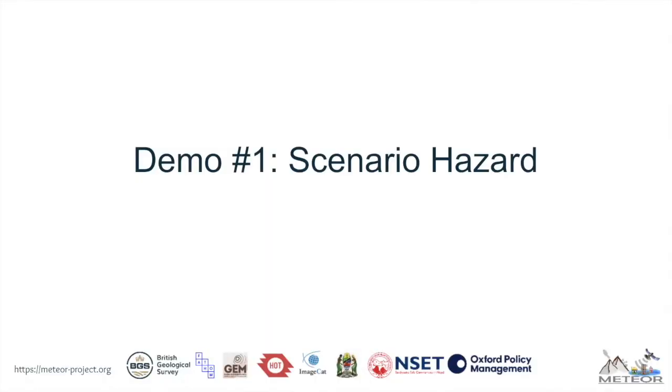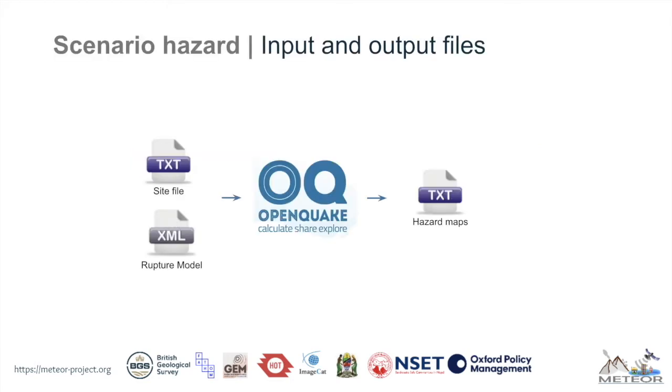In the first demo, we'll be looking at how to run an earthquake scenario hazard analysis using the OpenQuake engine. Here is a high-level view of the main input and output files for the scenario hazard calculator. The two main inputs you'll need to arrange are the site file and the rupture model. The main output would be the hazard maps.